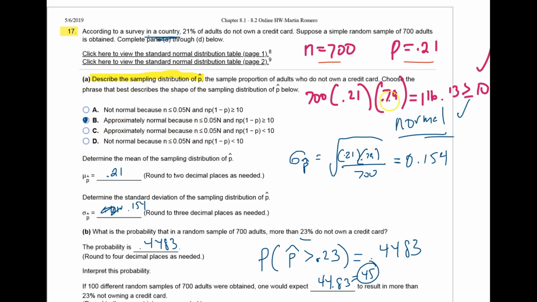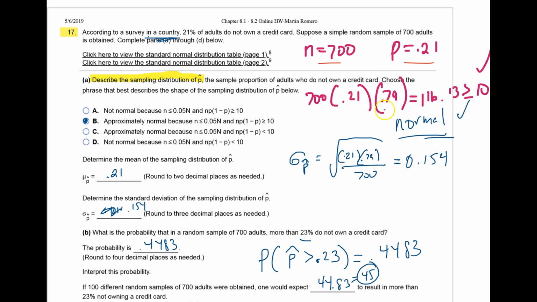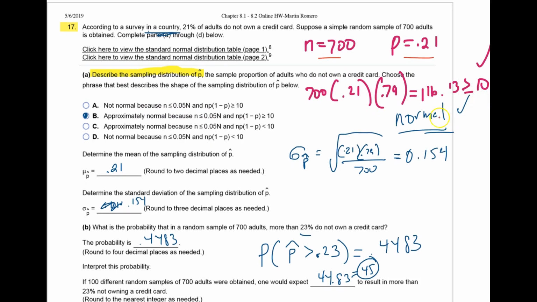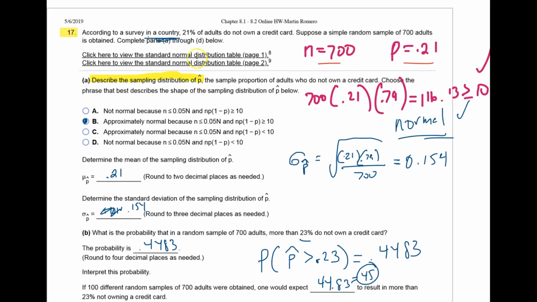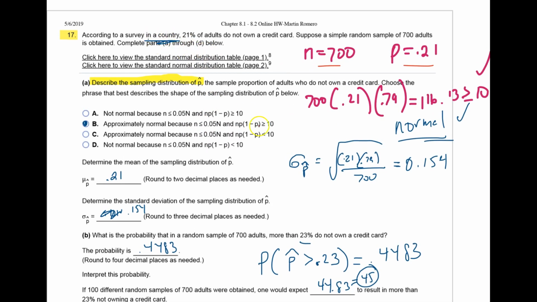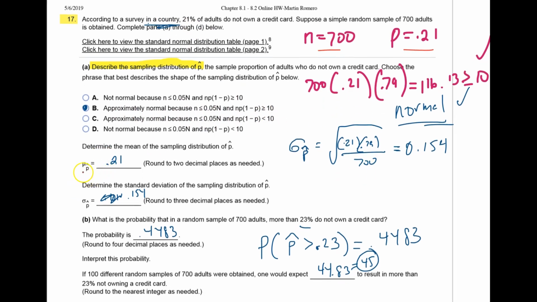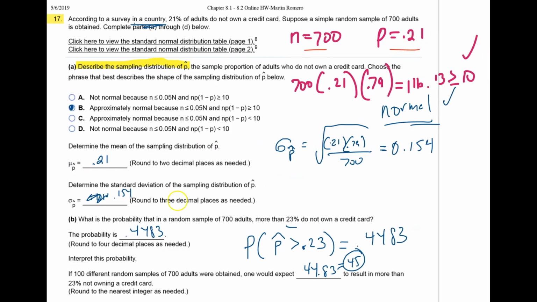We know it's normal because n times p times 1 minus p is greater than 10. We also know that 700 is less than 5% of the country's population, so we meet those conditions there. We then know the sampling distribution, right? The mean of the proportions of the sampling distribution is 0.21. That matches what p is. That's always going to be the same.